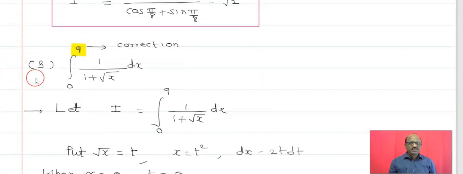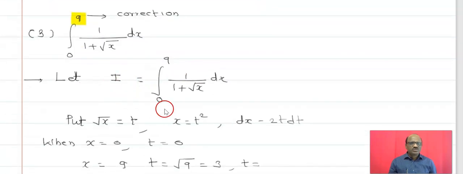Now the next problem is question number 3, the integral from 0 to 9 of 1 upon 1 plus root x dx. I had corrected one number here, which is 9. In the textbook the number is different, but my problem is like this. If you agree with this, then you follow this, or you can write this, or you can learn this. My correction is that I had corrected it to 9.